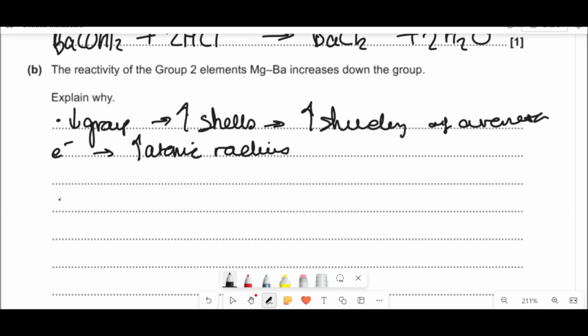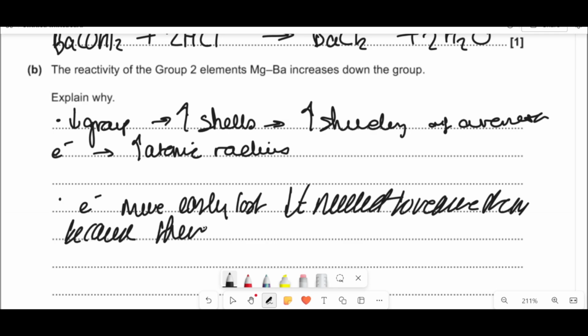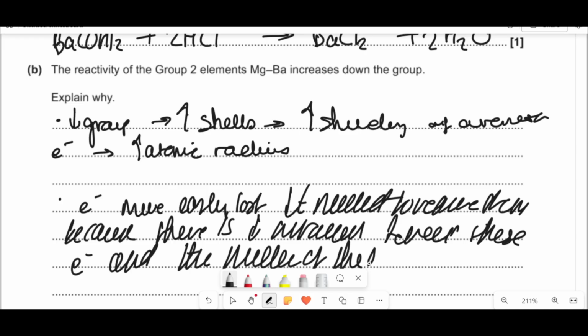The reactivity is higher because those outermost electrons, when they are reacting, they're losing electrons. So this means they lose electrons more easily. The electrons are more easily lost, less energy is needed to remove them, because the shielding means there is less attraction between these electrons. You need to think what they're going to be attracted to: the electrons and the nuclei of the elements. There you go. You have to explain step by step what's going on.